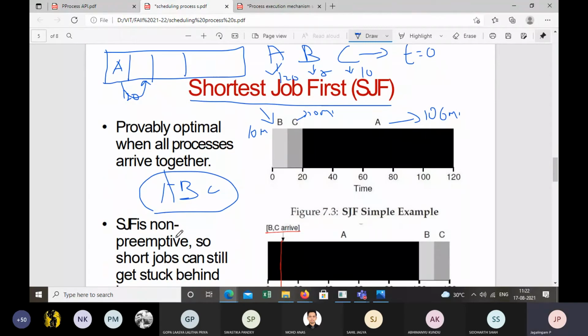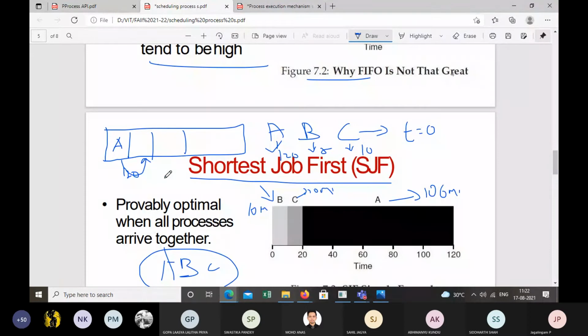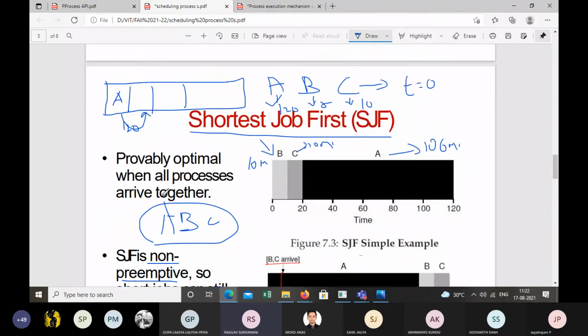Is that okay? Fine. So what is non-preemptive then? What is preemptive then? Does it mean that the task can get terminated in between if it takes too long?